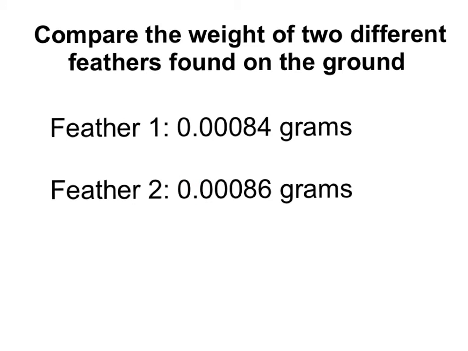We want to compare the weights of two feathers that were found on the ground. The first feather weighs 84 hundred-thousandths grams, and the second feather weighs 86 hundred-thousandths grams. In order to compare these, we'll look at the numbers that are in the same place values and compare them. All the way up to the 10,000ths place, we have zeros. In the 10,000ths place, both numbers have 8, so that doesn't tell us anything. But in the 100,000ths place, the first feather has a 4 and the second feather has a 6. So that means that the second feather weighs more than the first feather.